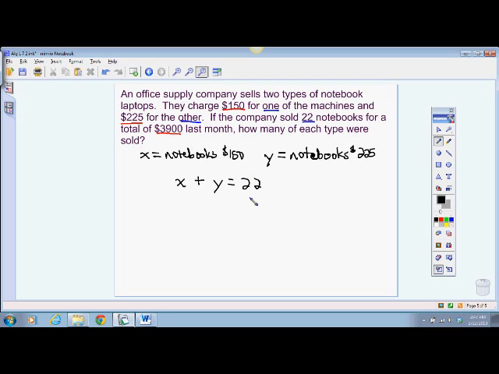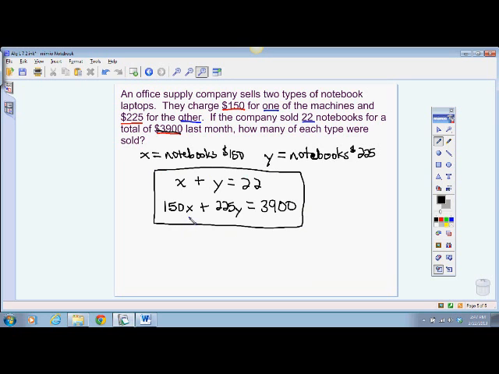Now let's think of it in terms of money. I know that I sold X number of notebooks for $150. So I'm thinking of money. The amount of money I'd make by that is 150 times the number I sold. Plus, each one of these is costing me $225, so the total amount of money I'd make would be $225 times Y. And altogether, I sold $3,900. This is how you come up with your linear system.